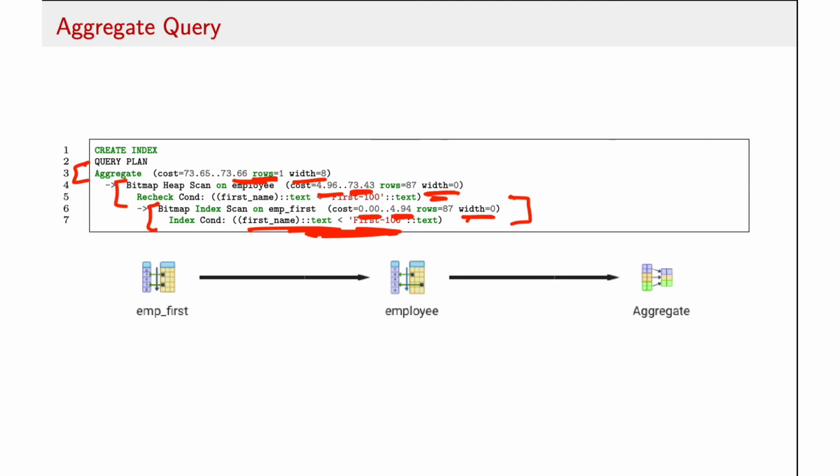And then once that's done, at 73.43, we basically do the aggregation immediately, and that takes very little time, probably within the error of the measurement, to return the final aggregation. So you can see here in the diagram we've got an employee first index scan, and then we're doing a bitmap heap scan, and then finally the aggregation node, which is new here, is really quite simple and fast.